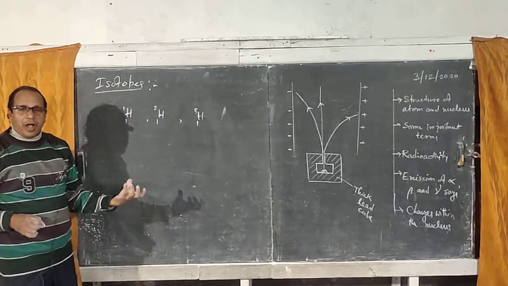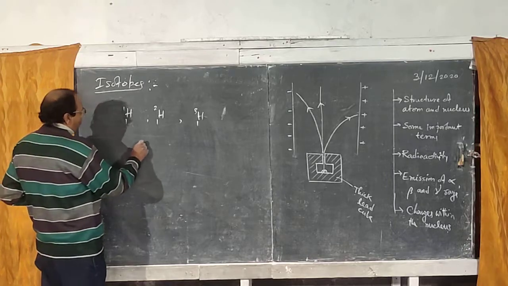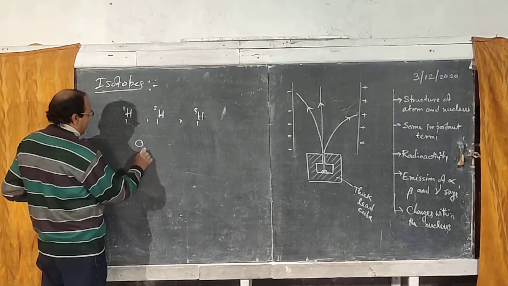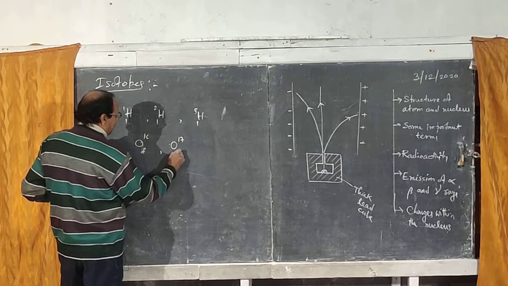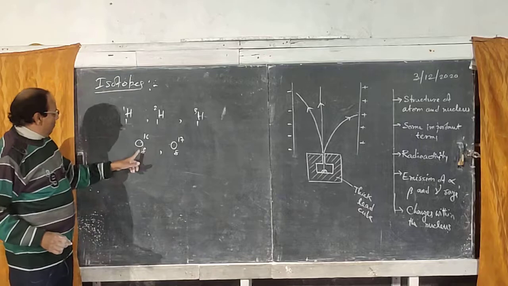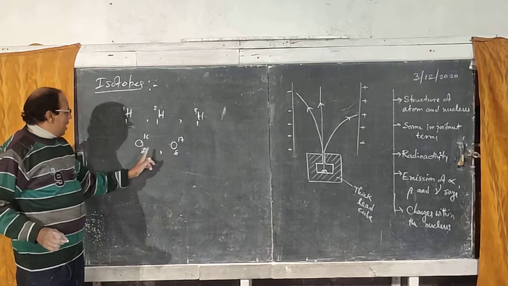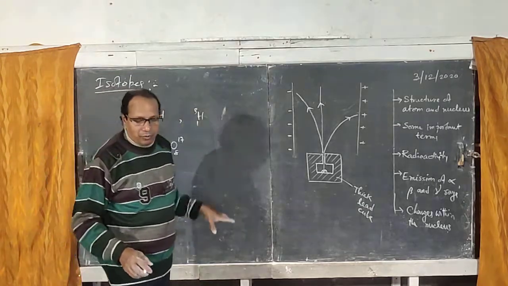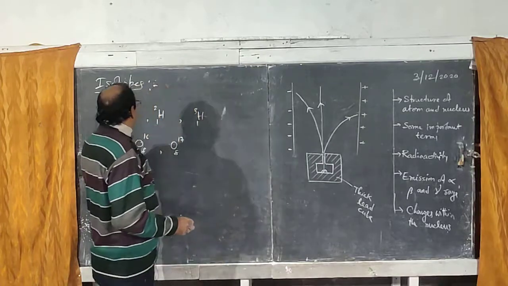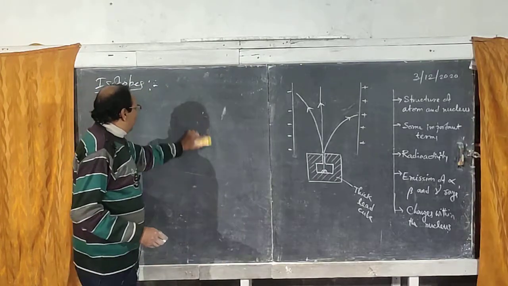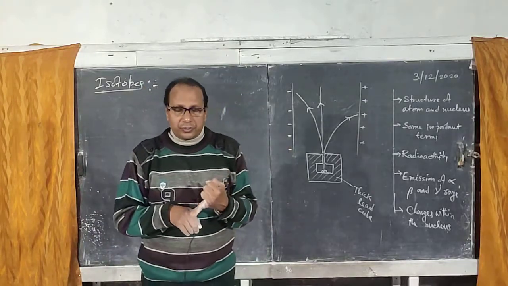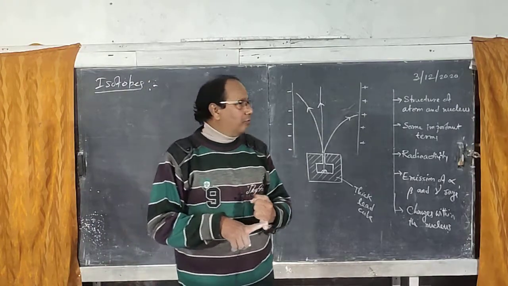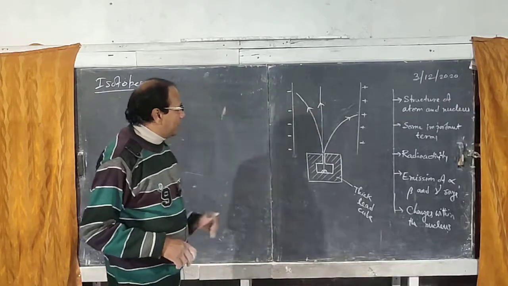There are some more isotopes, like, say, oxygen 8, 16, 17. Okay, so mass numbers are different but atomic numbers are the same, so they are called isotopes. Similarly, we will see there are other terms, isobars, isotones, etc. Okay, now in this term we will talk about radioactivity.